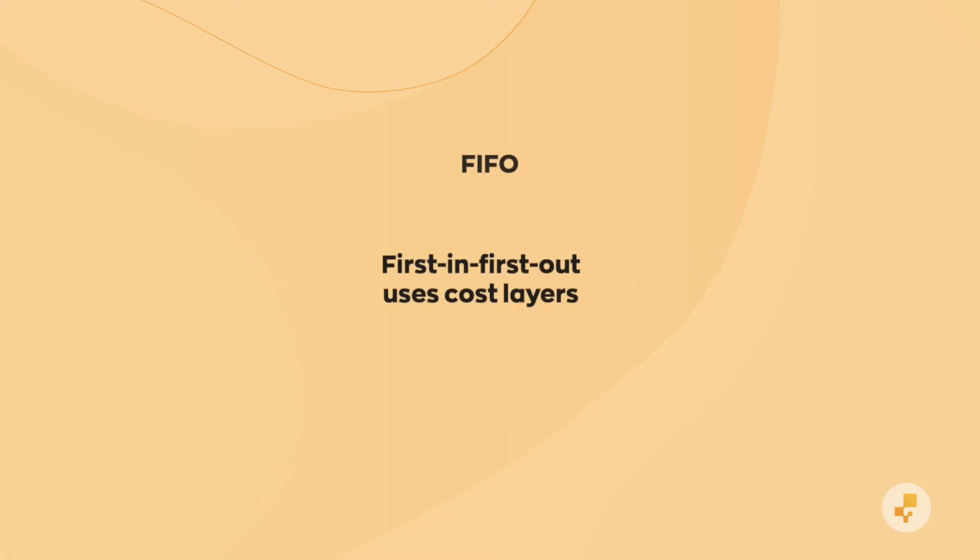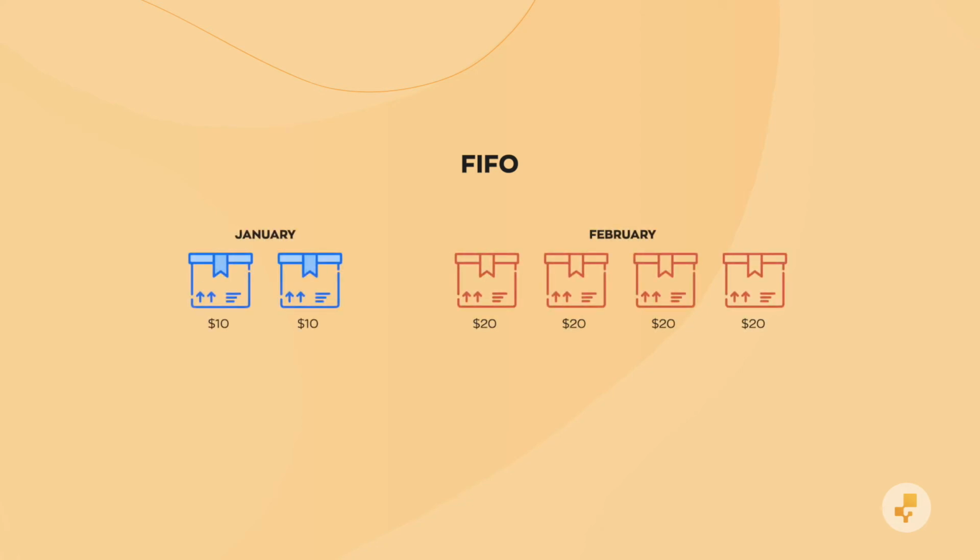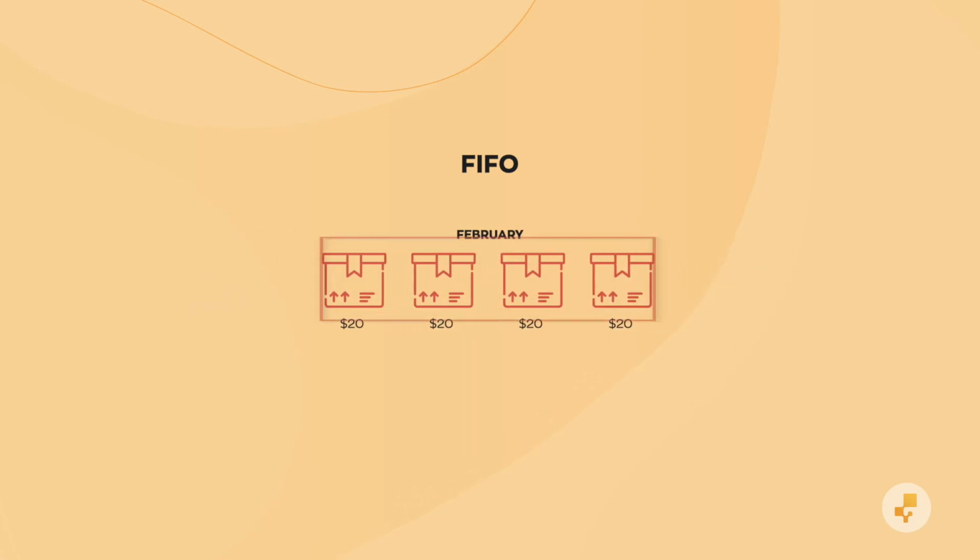FIFO, which stands for first in, first out, works in terms of cost layers. Each time you buy a product on a purchase order, you create a cost layer for that product. And when you sell something, the first products that came in are the first ones that go out. So to return to our example, the first time you sell one of those products, you'd take from the January batch, and the unit cost would be $10. When you run out of products from January, you'd move on to the next cost layer from February. And that's how FIFO works.